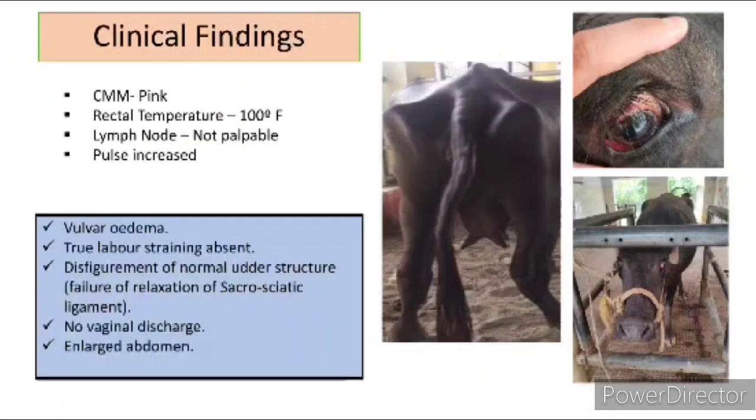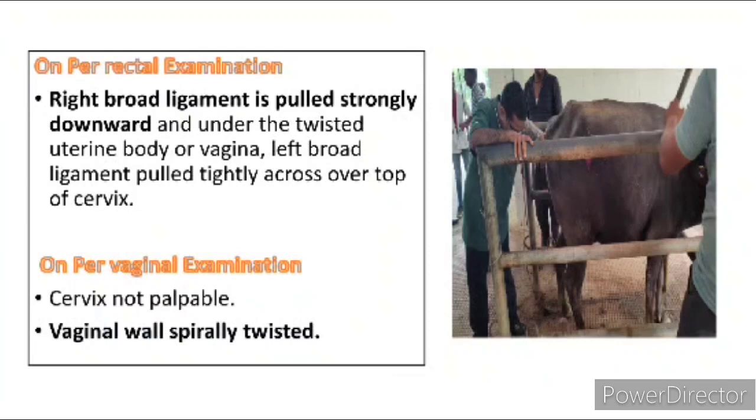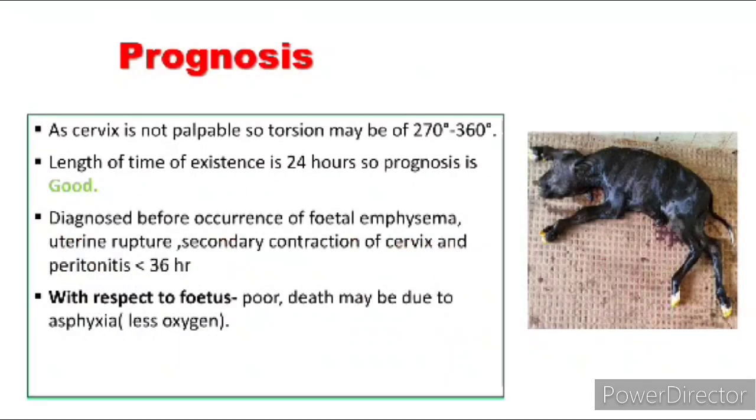If we see the clinical findings, then the changes we observed are vulvar edema, true labor straining absent, disfigurement of normal udder structure, no vaginal discharge, and the abdomen is enlarged. On per rectal examination, we found that the right broad ligament is pulled strongly downward, and the left broad ligament is pulled across the top of the cervix. On per vaginal examination we see that the cervix is not palpable and the vaginal wall is also spirally twisted.